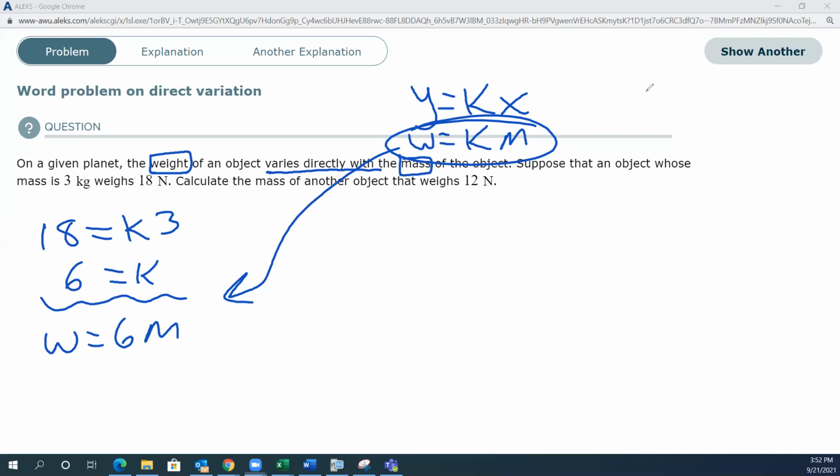So then it says, calculate the mass of an object that weighs 12 newtons. Okay. So it weighs 12. Aha. So 12 gets plugged in for weight.